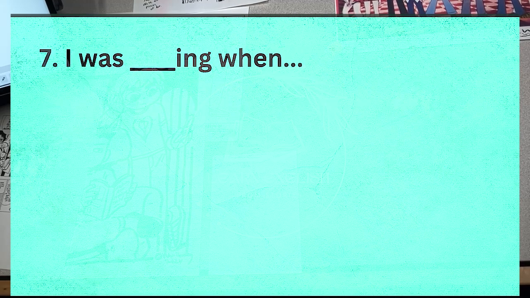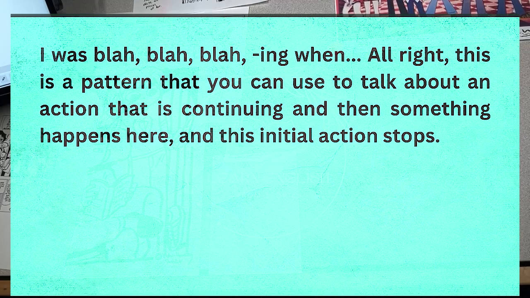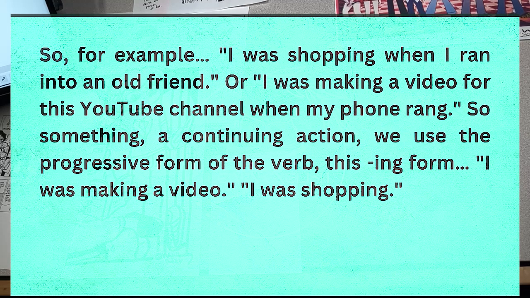7. I was -ing when I was blah, blah, blah. Alright, this is a pattern that you can use to talk about an action that is continuing, and then something happens and this initial action stops. So, for example, I was shopping when I ran into an old friend, or I was making a video for this YouTube channel when my phone rang.